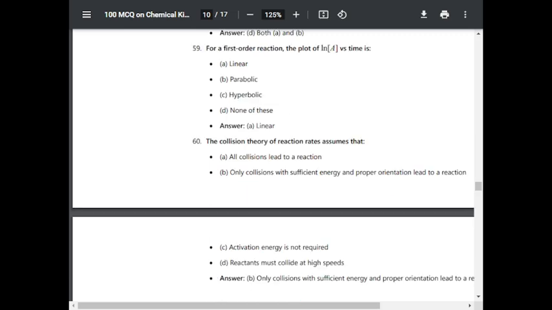Question number 60. The collision theory of reaction rate assumes that. Option A, all collisions lead to a reaction. Option B, only collisions with sufficient energy and proper orientation lead to a reaction. Option C, activation energy is not required. Option D, reactants must collide at high speed. The correct answer is B. The collision theory of reaction rate assumes that only collisions with sufficient energy and proper orientation lead to the reaction. Option B is correct.